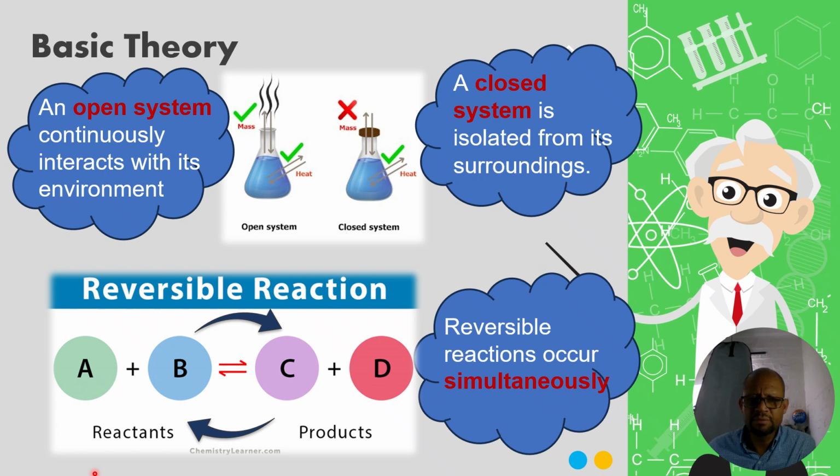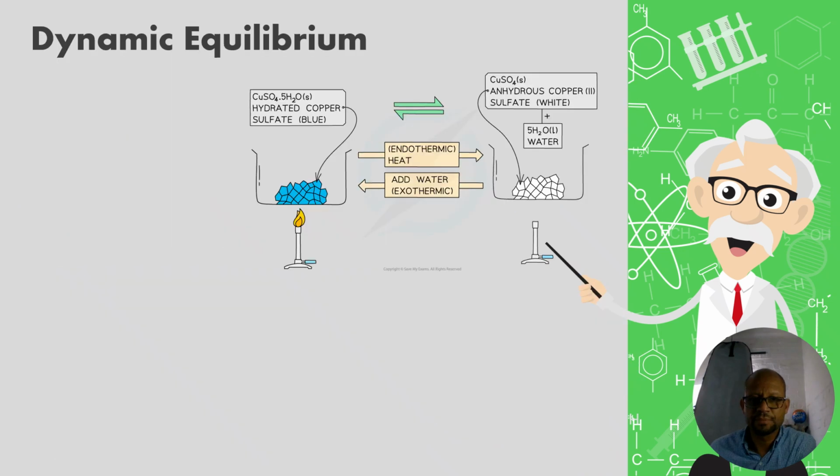And this reversible reaction is always indicated with a double arrow. Now you can use a half arrow at the top and a half arrow at the bottom, or you can use 2 full arrows. It doesn't really matter, but as long as your arrows are going in both directions, that will indicate that it's a reversible reaction. Now remember that in reversible reactions, both the forward reaction and the reverse reaction are taking place at the same time, or they occur simultaneously.